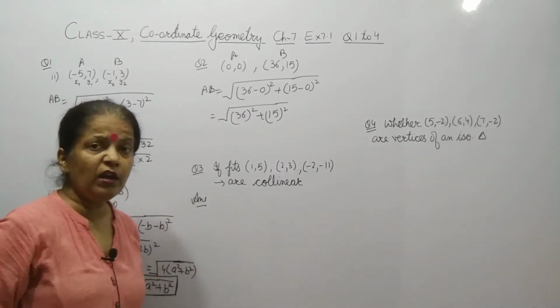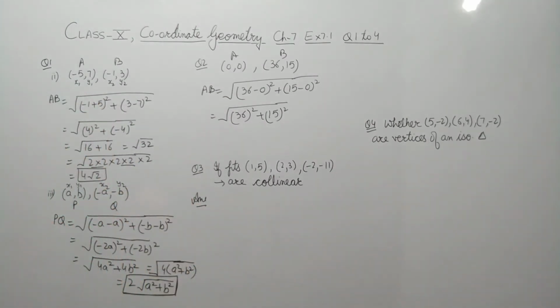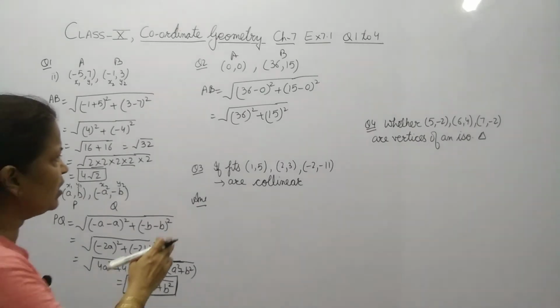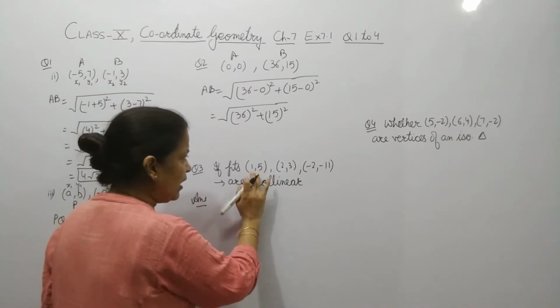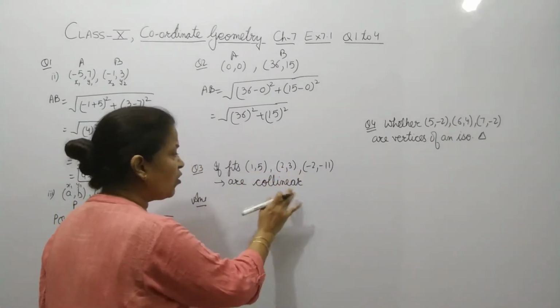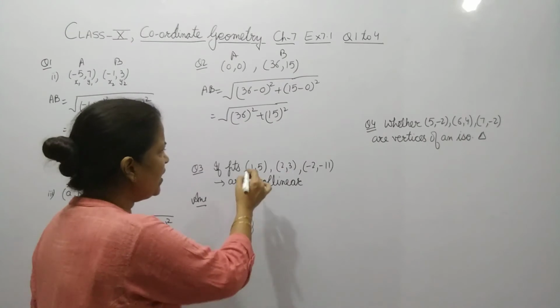Okay. Now in question 5, it is written that you have to show whether these points are collinear or not. What does collinear mean?